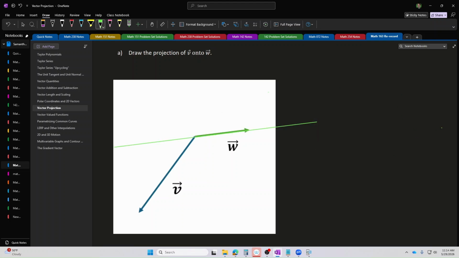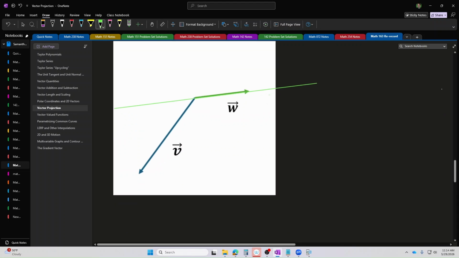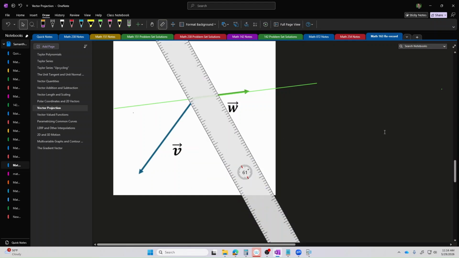So having now extended the vector onto an entire line, I'm going to try to set up a right triangle within this picture. I'm going to try to set up a right triangle where the hypotenuse of the triangle is V and one leg is parallel to W. Let me go ahead and use the ruler tool to help me to draw that right triangle.